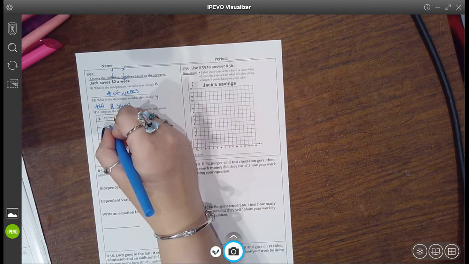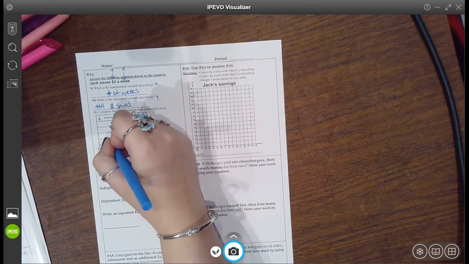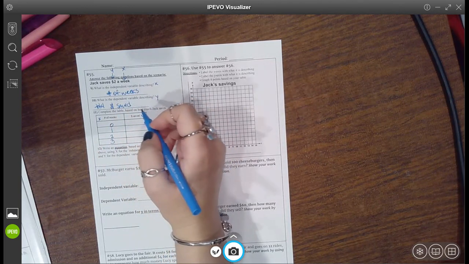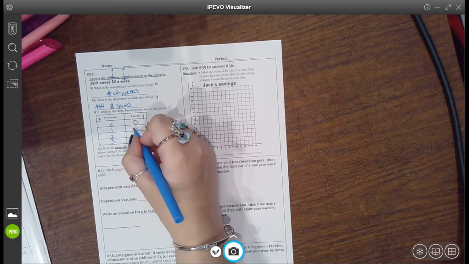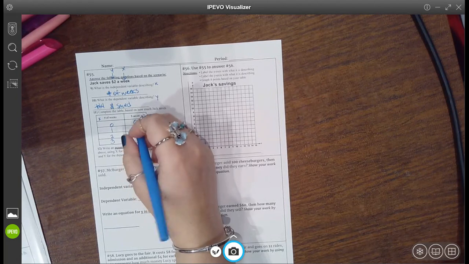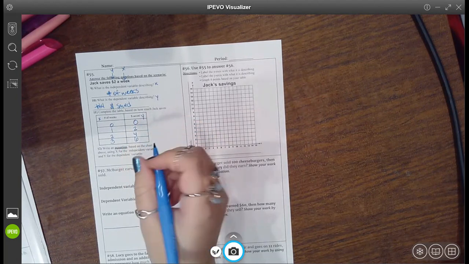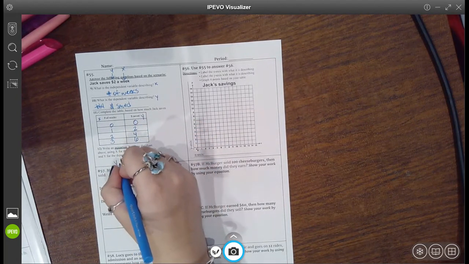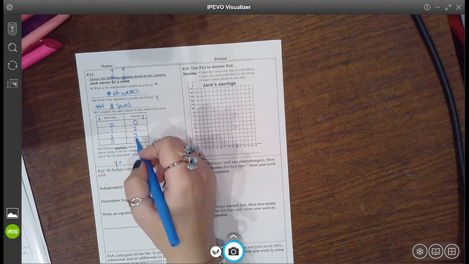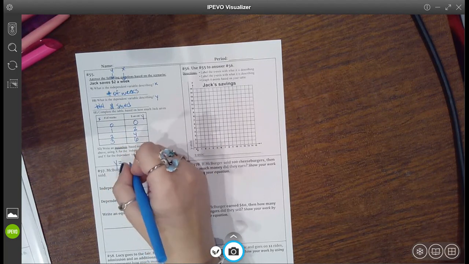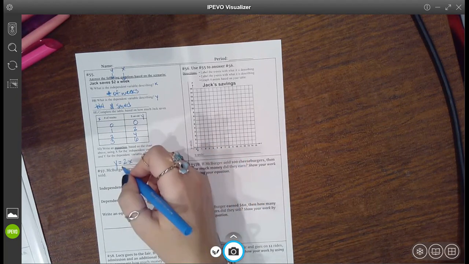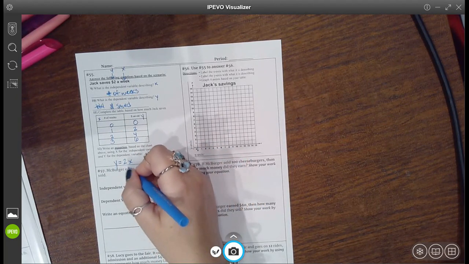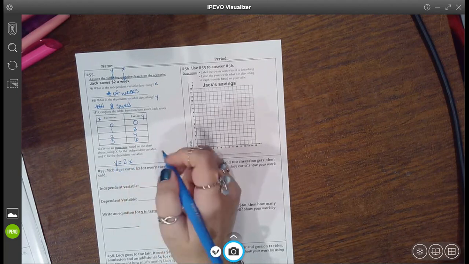Okay, so let's do just easy numbers. 0, 1, 2, 3. So at times 0, he hasn't saved anything. But if he saves $2 a week, after 1 week, he'll have 2. After 2 weeks, he'll have 4. After 3 weeks, he'll have 6. So what's my equation? Y was always equal to whatever X was times 2. There you go. Or remember, your rate is usually multiplied by your X to give you your Y.